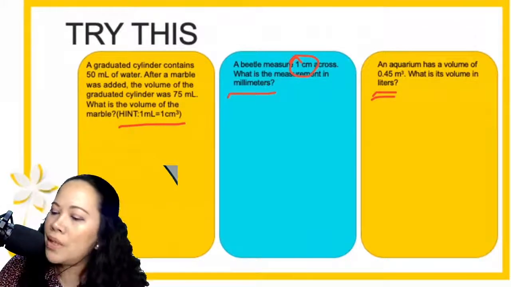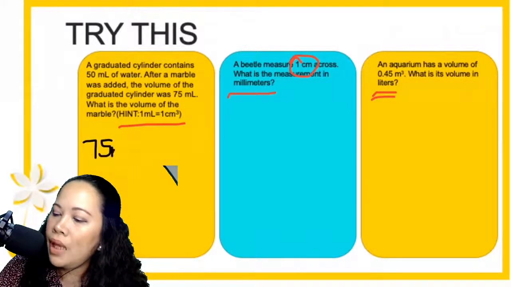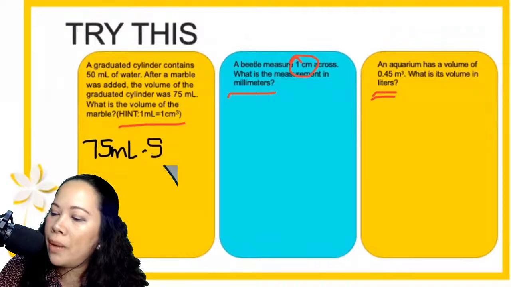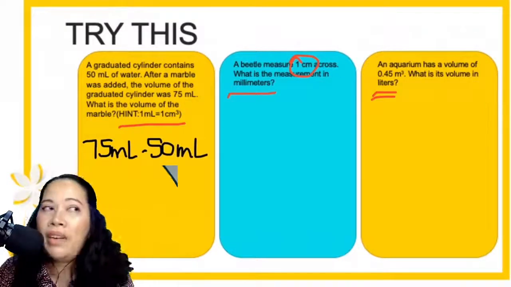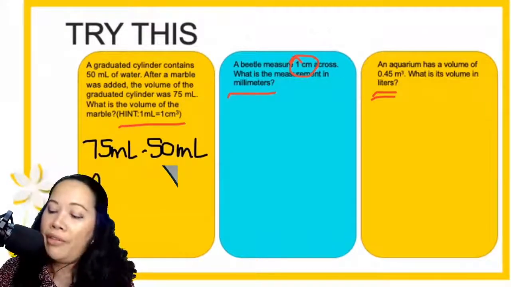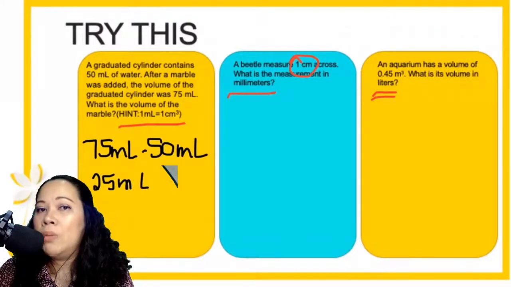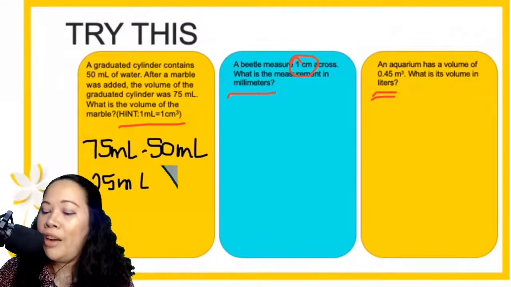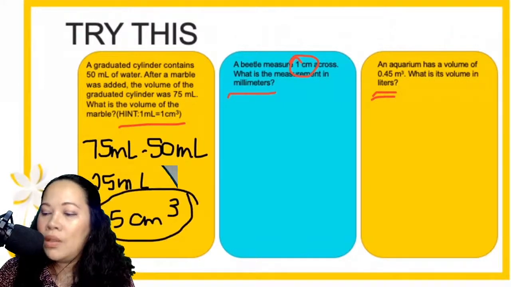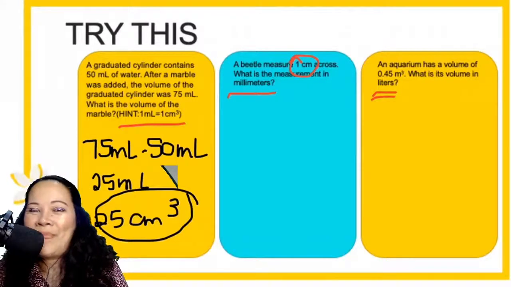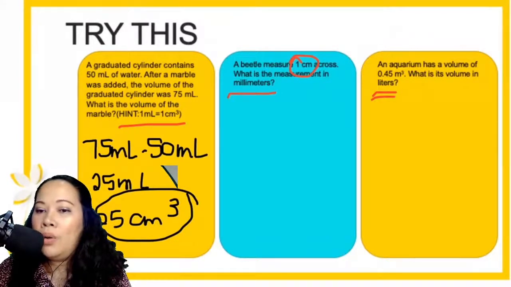Okay, so 75 ml minus 50 ml. So 75 minus 50 is 25 ml. And since you are asked the volume in centimeter cube, 25 ml will be 25 centimeter cube. So that's your answer.